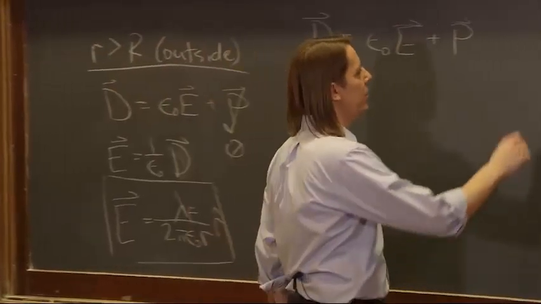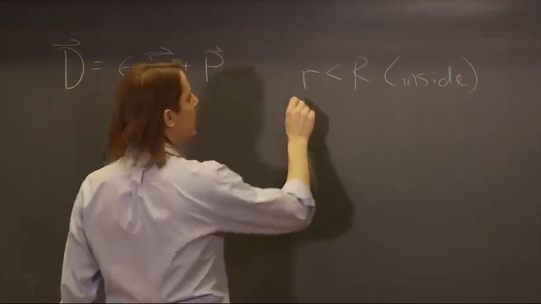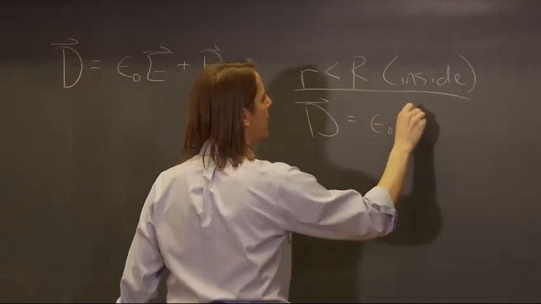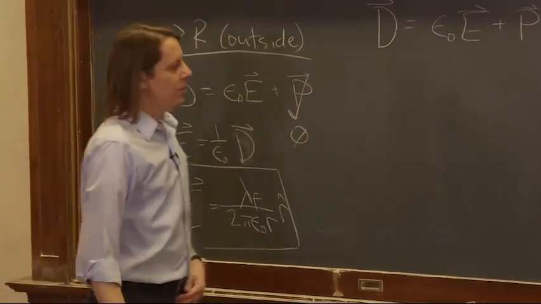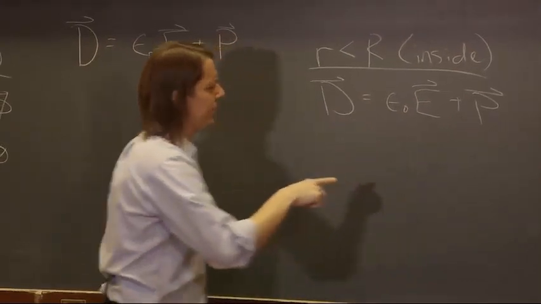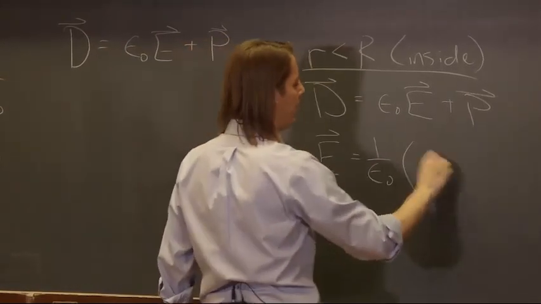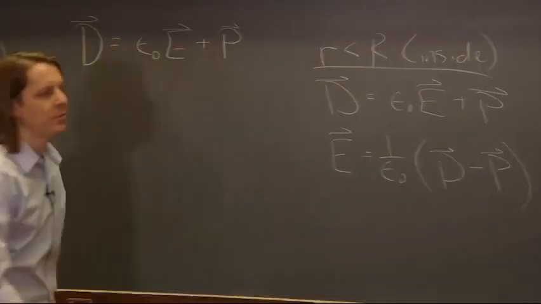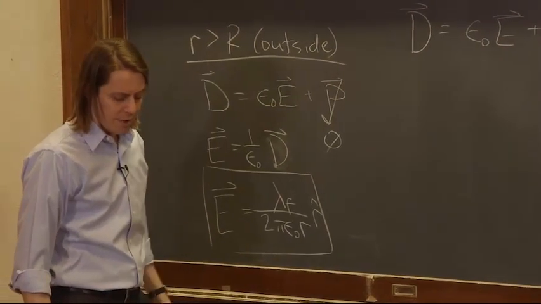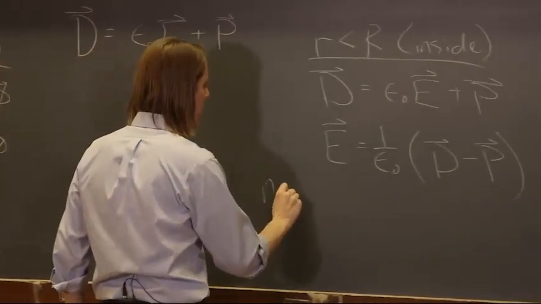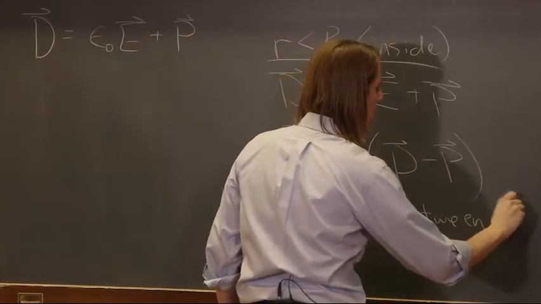Now let's look inside. r, little r, less than big R. All right, so again, we're going to say D is epsilon naught E plus the polarization field. Okay, well, let's solve for E. Bring the P over here, and the E field is 1 over epsilon naught times the D field, the displacement, minus the polarization. And you say, okay, we have D. We got that from the old Gauss's law for D, but now we need a relationship between P and E.